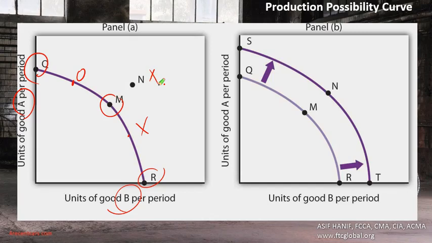If there is a technological improvement, or through training we have improved the quality and quantity of our labor, then we can produce more of these two. This would show economic growth. If you are able to produce more B's and more A's, it means your production possibility curve will shift outwards. This indicates economic growth. Now we can produce more units of A and B.